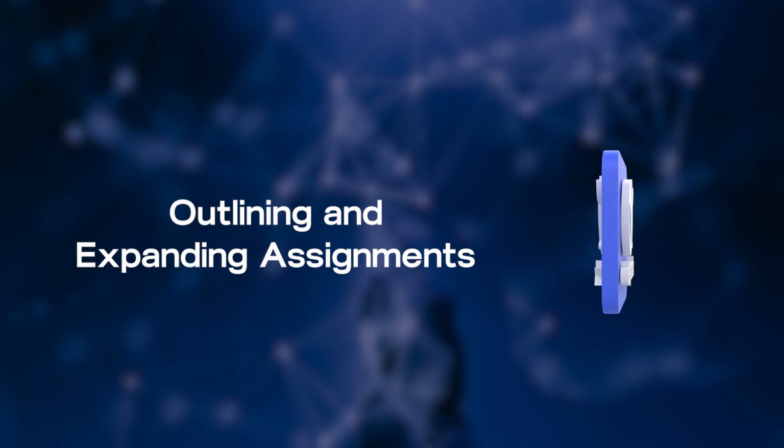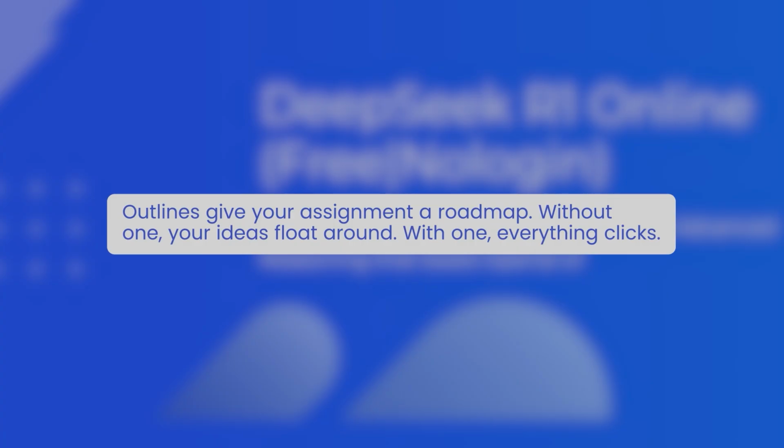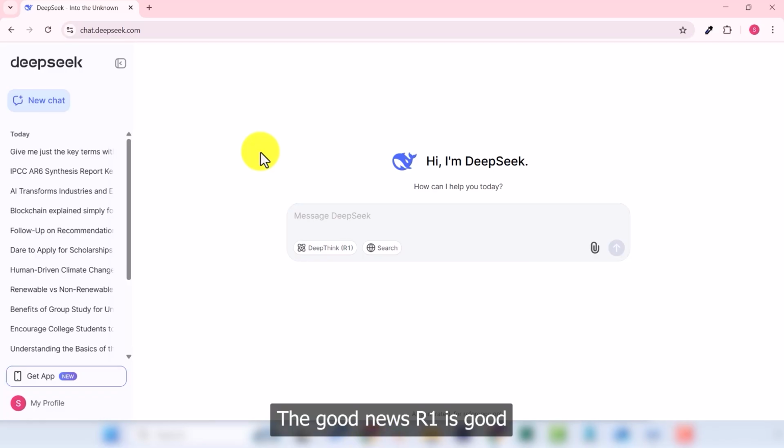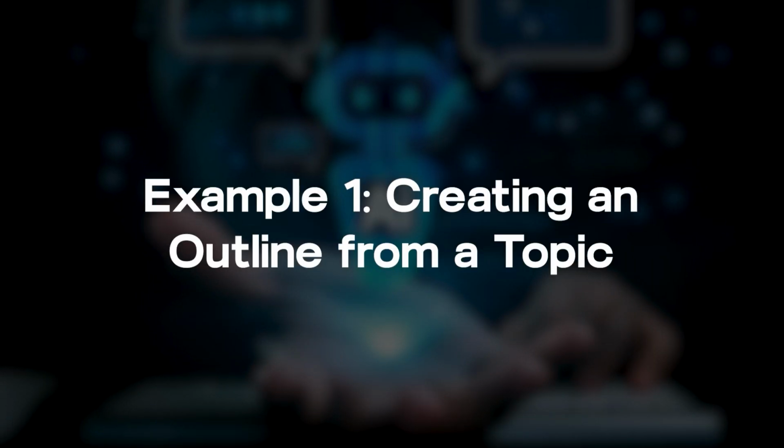Outlining and expanding assignments. Why start with an outline? Outlines give your assignment a roadmap. Without one, your ideas float around. With one, everything clicks. The good news? R1 is good at turning a vague prompt into a clean structure. Example 1. Creating an outline from a topic.